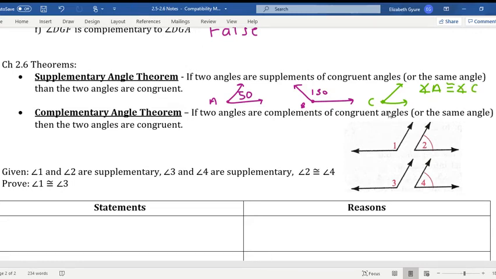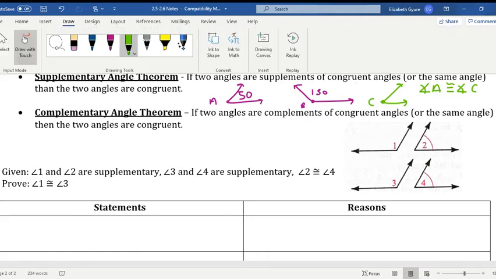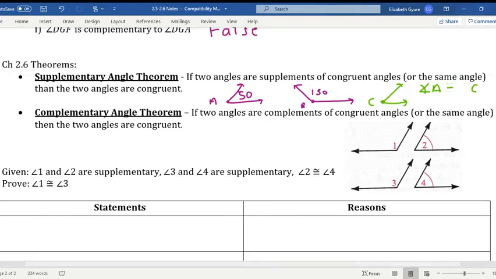What this theorem is saying is that if angle A is congruent to angle C, then angle C would also be a supplement to angle B. If 2 angles are supplements of congruent angles, or the same angle, or well, I guess actually the other way around. Technically, you can think of it this way if you want. I guess technically what it's saying though is if 2 angles are supplements.